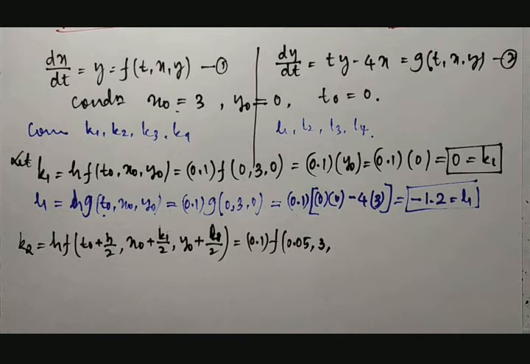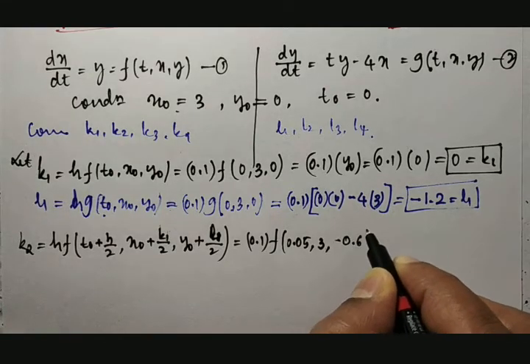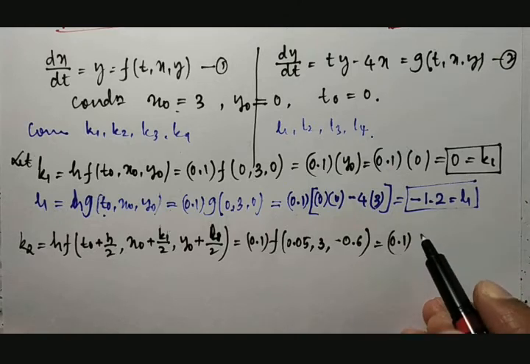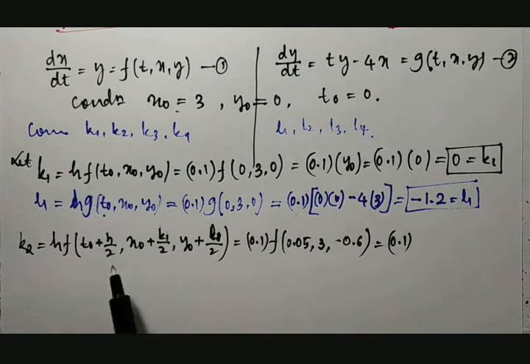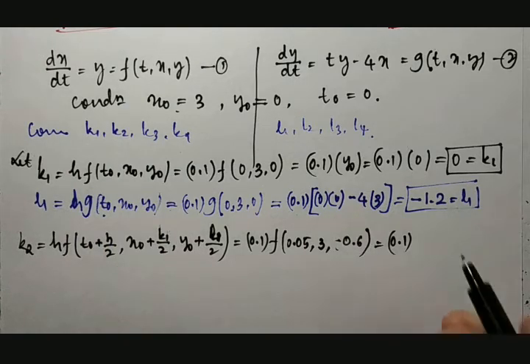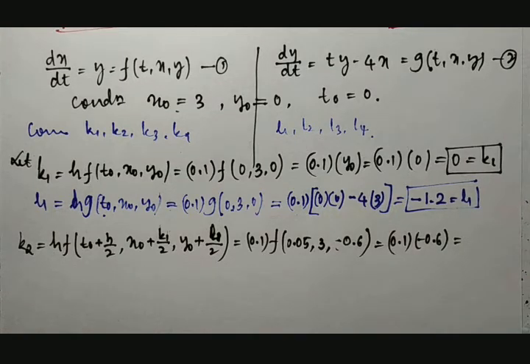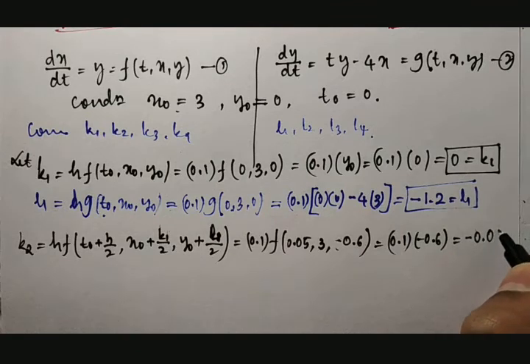L1 is minus 1.2. 1.2 divided by 2 is 0.6. So it is minus 0.6. So this is 0.1 into f function. F function is only y. So y0. Where y0 comes? This minus 0.6. Therefore the answer is minus 0.06. That is K2.